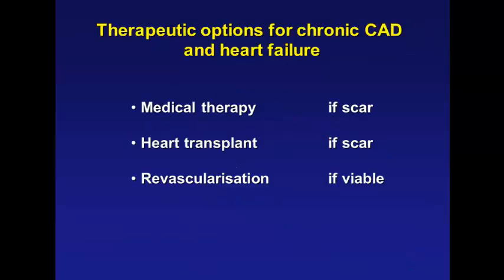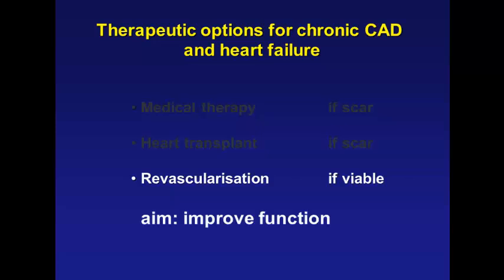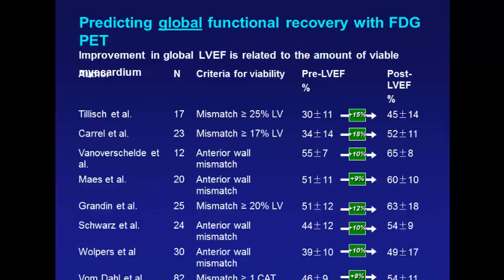The options for chronic CAD and heart failure, if you prove that there is a scar, were medical therapy and heart transplant, and if you prove that there is viable tissue, it was revascularization, because the aim was to improve the function. I would also like to take you through some new thoughts. This is one aspect, an important one, probably the most important one, but not only those who improve function have a benefit. Even the others might have a benefit in terms of mortality, and I would like to explain why.